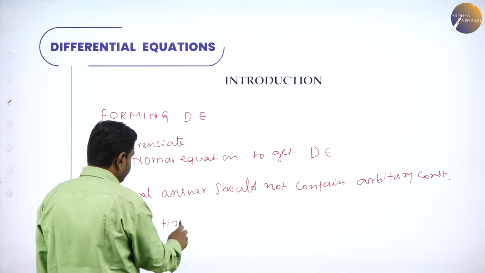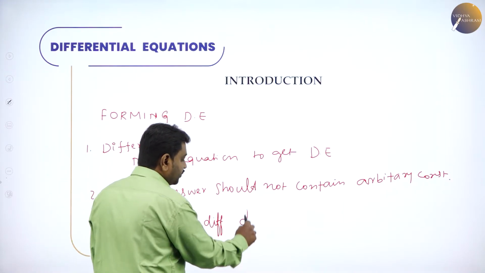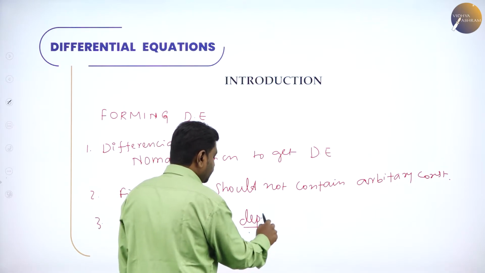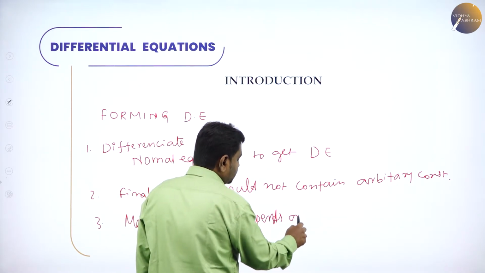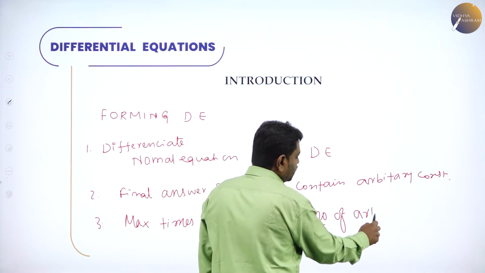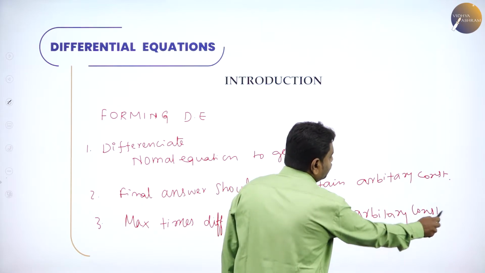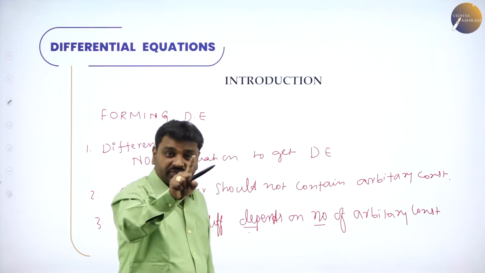Maximum times differentiation depends on the number of arbitrary constants. Very interesting. If you have two arbitrary constants, you can differentiate only two times. If you have one arbitrary constant, you can differentiate only once.